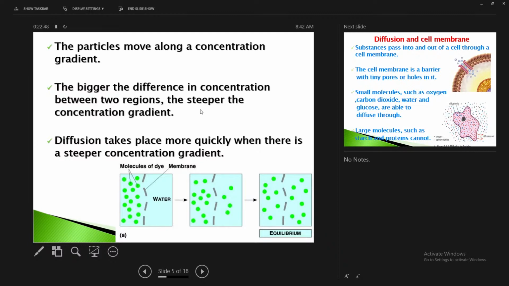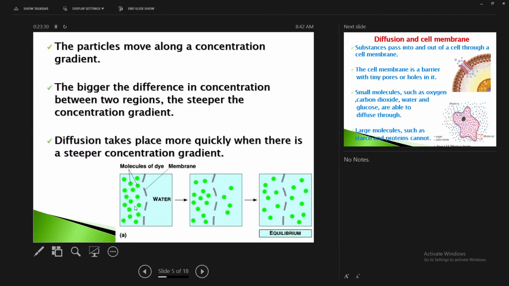All right, so the first pointer here: particles move along a concentration gradient. We're going to use another diagram now to explain. What is a concentration gradient? A concentration gradient is normally the difference between the section that is of higher concentration and the section of lower concentration. The further apart they are in terms of the amount of particles on a particular side, the higher the concentration gradient.